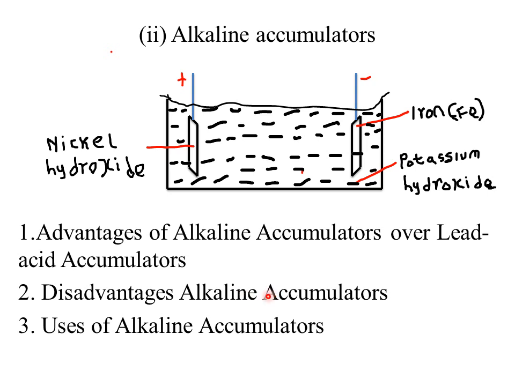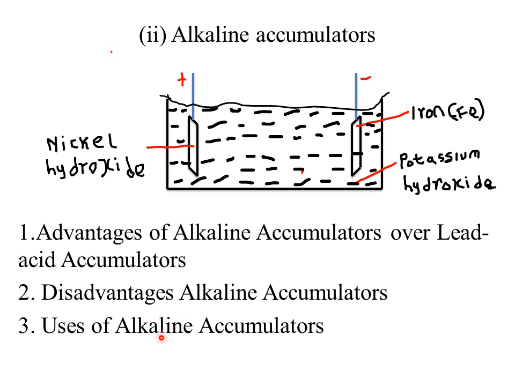So alkaline accumulators are very expensive. That is, their cost is high as compared to lead acid accumulators. Then 2 is that they have a low EMF per cell. That is, the amount of electromotive force per cell, or of each cell, is actually low. So we have 2 disadvantages. 1 is that they are very expensive, and 2, they have a very low EMF per cell.